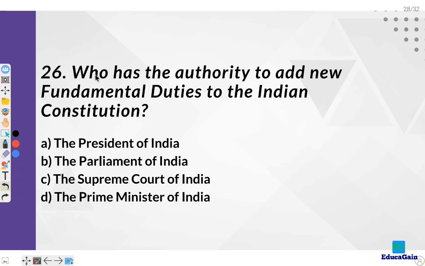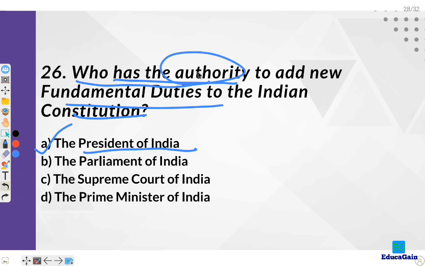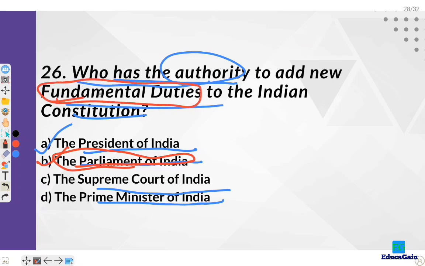The next question is, which has the authority to add new fundamental duties to the Indian Constitution? A saying the President of India, the Parliament of India, the Supreme Court of India, and the Prime Minister of India. The answer is the Parliament of India. The Parliament of India can make laws adding new fundamental duties in the Constitution. Okay.